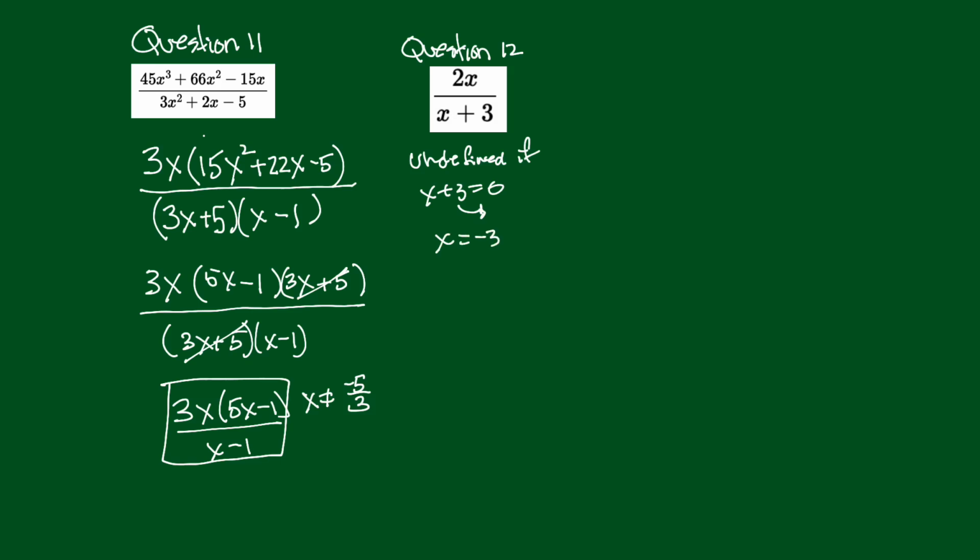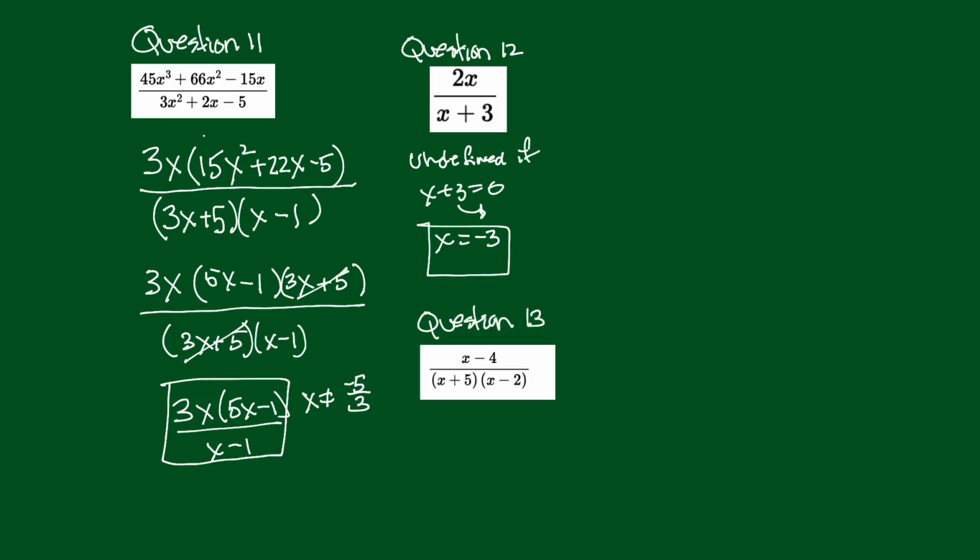X equals negative 3. So if you put in negative 3, you get 0 down here. You get negative 6 up here. Negative 6 over 0 is undefined. All right, so that's what we're looking for. All right, so what do we want here? We want x equals negative 3, which is going to make it undefined.